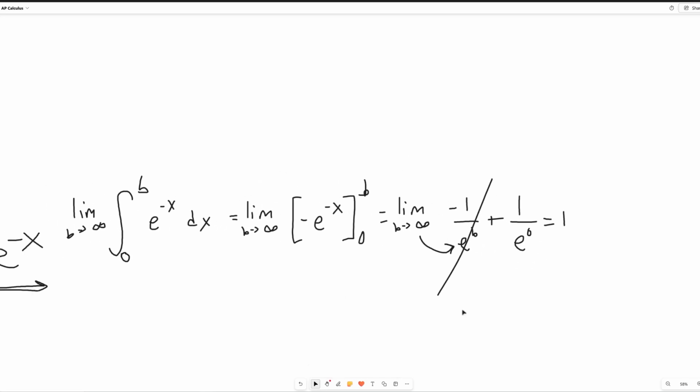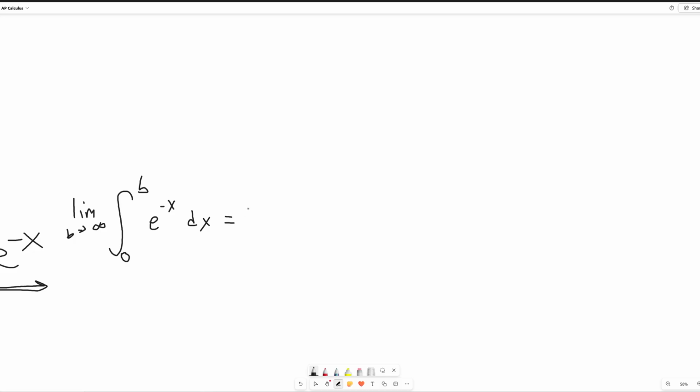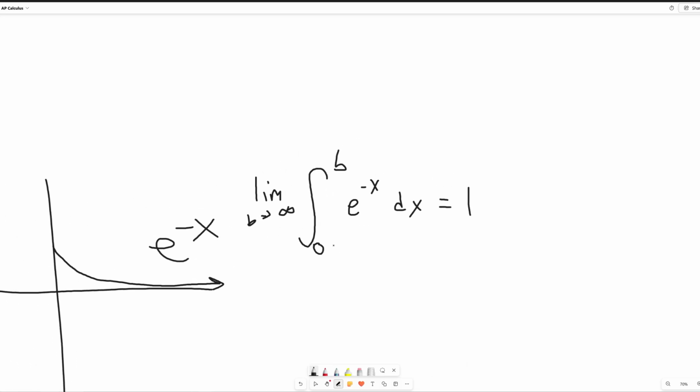So believe it or not, the integral from 0 to infinity of e to the negative x is 1. This entire thing, even though it goes all the way to infinity, the area under the curve is only 1. So let's look at one final example.